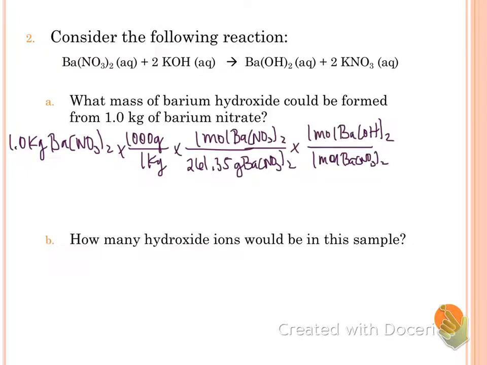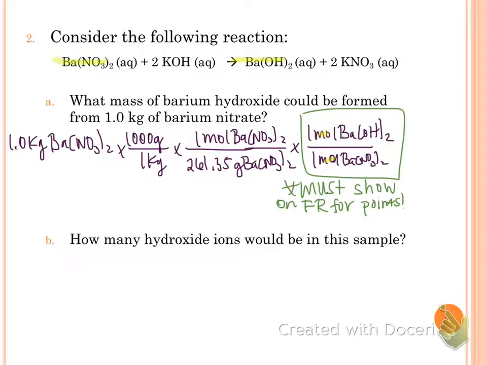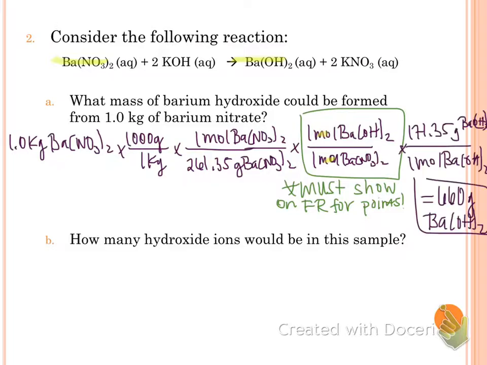Once we're in moles, we're going to use that mole to mole ratio, and it is just a 1-to-1 mole ratio. That is the stoichiometry part. Even though it's just 1-to-1, you must show that on free response to get any credit. So we got to moles, we have one last step. That last step is multiplying by our molar mass, and that should give us our 660 grams of barium hydroxide. Watch your sig figs there. We only get 2 sig figs from that 1.0 kilogram.